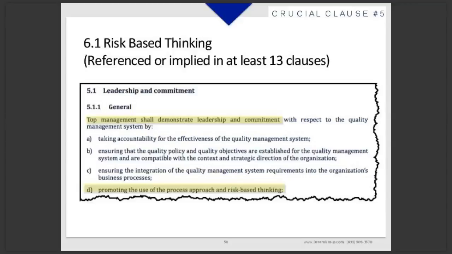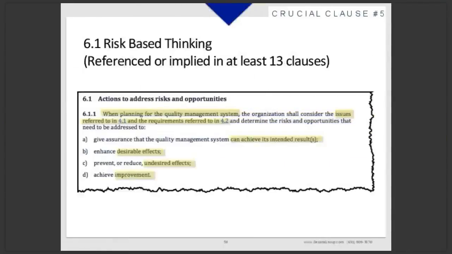Okay, so where does crucial clause number 5, risk-based thinking, show up in the standard? Well, everyone jumps to clause 6.1 on risk-based thinking, but it's referenced or implied in at least 13 clauses. In fact, it starts, and I didn't show you this in clause 5 before, but this is what leaders need to know. They have to demonstrate their leadership and commitment in 5.1.1 letter d, promoting the use of the process approach and risk-based thinking. Now, wouldn't that mean that leadership needs to understand what we mean by the process approach and risk-based thinking? And shouldn't they and their project management office be particularly delighted to hear that the standard talks about analyzing and addressing risks? Well, it does in a lot of places, but we're going to go through a few of the key ones right here.